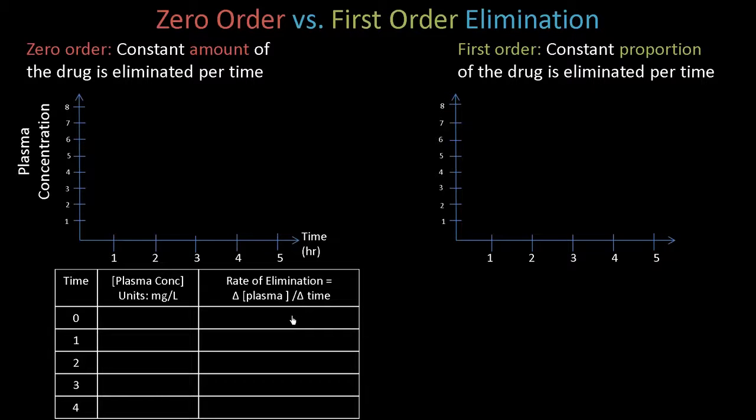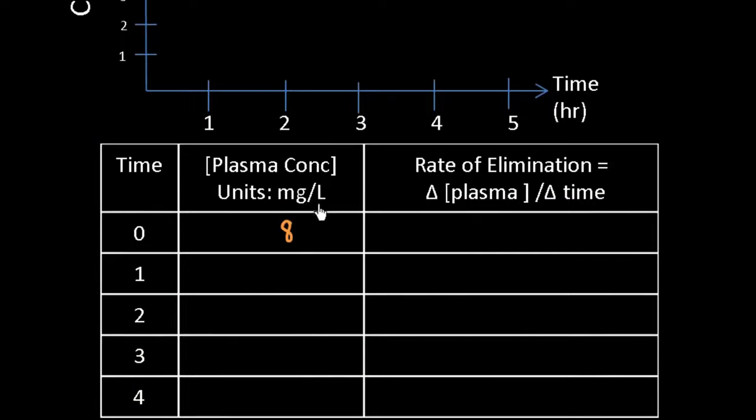So what we'll do is say the constant rate of elimination we see is going to be 2 milligrams of drug per liter of plasma per hour. And let's just assume that we start at 8 milligrams per liter. So if I'm saying the rate of drug metabolism is 2 milligrams per liter, and this is per hour, with zero order kinetics, the rate of elimination is constant, so this is going to be the same all the way through. So every hour we lose 2 milligrams per liter.